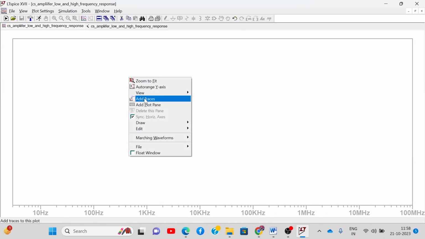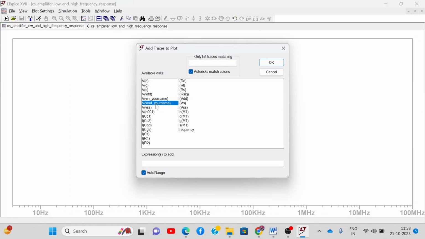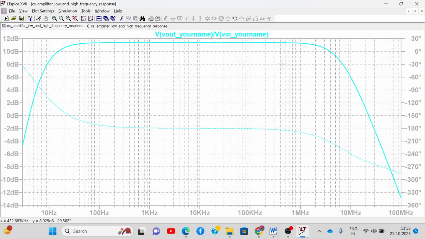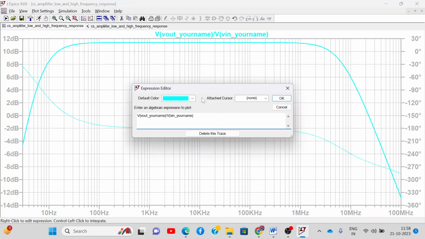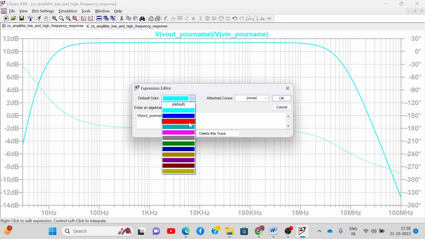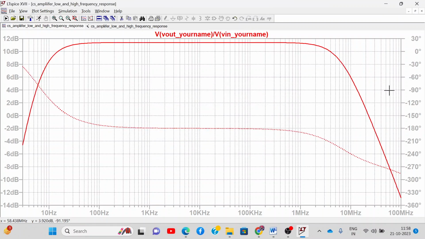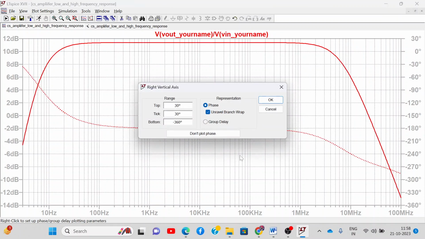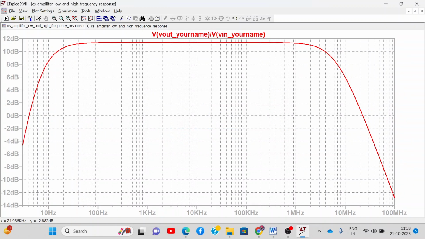So I'll simulate this. Now here I'll add trace. I'll plot Vout. If I just plot Vout, that is wrong because this is the gain. So I'll plot Vout divided by Vin. This is my output, proper output. Okay. So I'll right click over here, red color. This is the phase plot. So we don't want the phase plot, remove it. So don't plot phase.